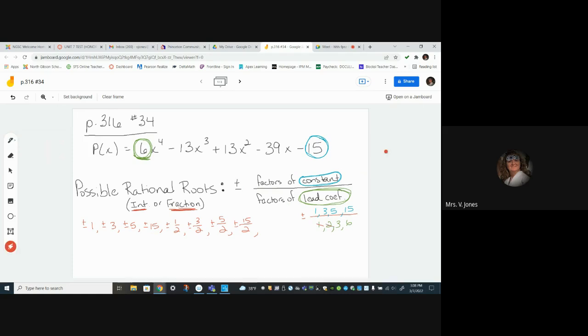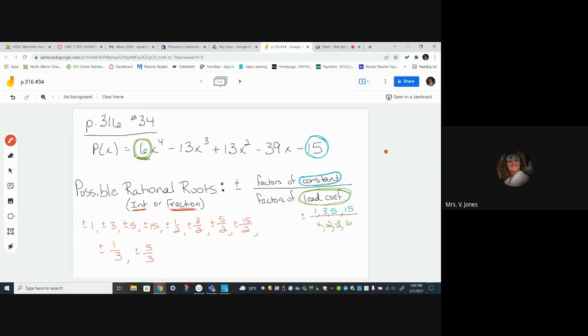Then we're going to move on to the 3. So we're going to have 1 over 3, 3 over 3, 5 over 3, and 15 over 3. So 1 over 3. Now, when I do 3 over 3, 3 over 3 is just 1, and I already have 1, so I don't need to do it again. And then we go to positive negative 5 over 3. And then we look at 15 over 3. Well, that's actually 5, and I already have that one, so we don't need to write it again.